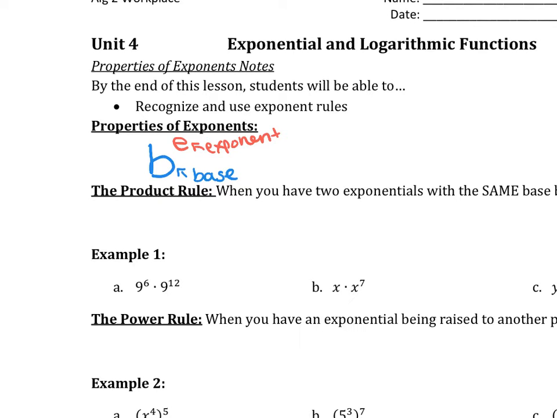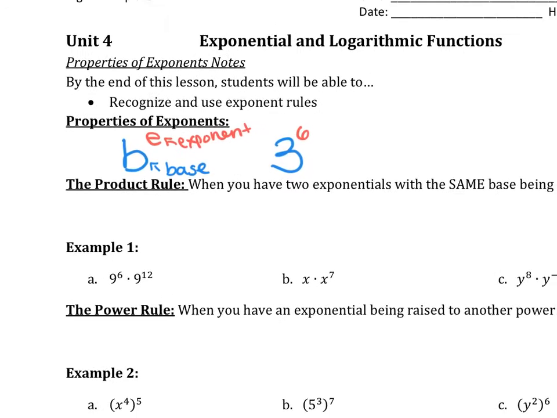So for example, like 3 to the 6th power. Make sure when you're writing exponents that they are smaller, and in the upper right hand corner. If you start making them too big, this will end up looking like a 36 instead of a 3 to the 6th power, so make sure there's a difference there.